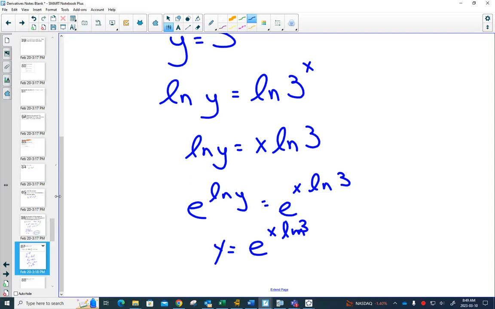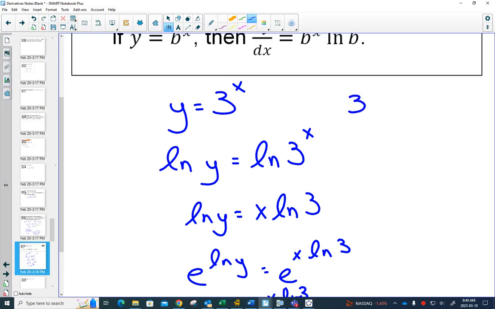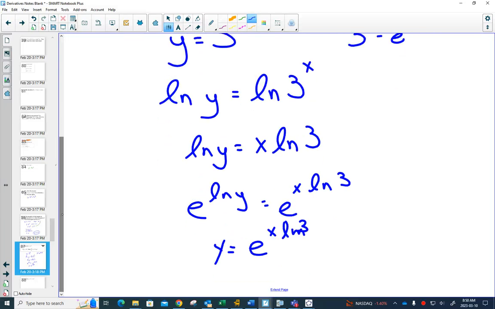So what I did is I changed 3 to the x to a new form. 3 to the x is now equal to e to the x natural log of 3. Just like changing fractions to have different forms, I changed 3 to the x to have a different form, but now it has a base of e. The reason it's nice that it has a base of e is I know that derivative. What's the derivative of e to the x? The derivative of e to the x is exactly the same.